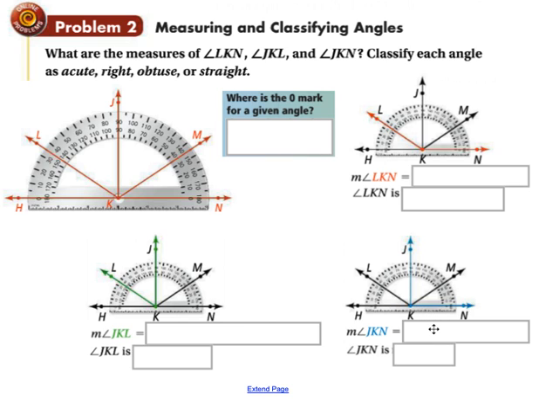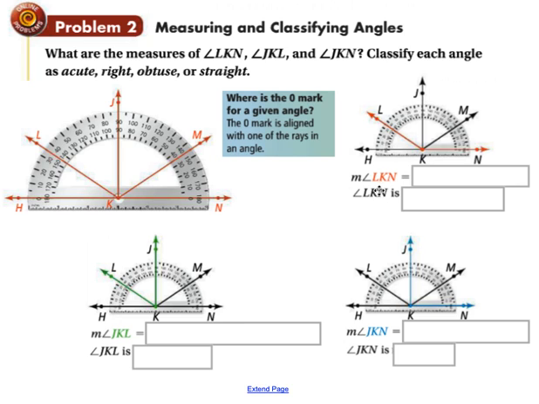Measuring and classifying angles. What are the measures of these 3 angles? Classify them as acute, right, or obtuse. Well, to begin with, where is the 0 mark for a given angle? The 0 mark is aligned with one of the rays in an angle. You can see it on a protractor, and you can always rotate your protractor to be at a 0 mark.